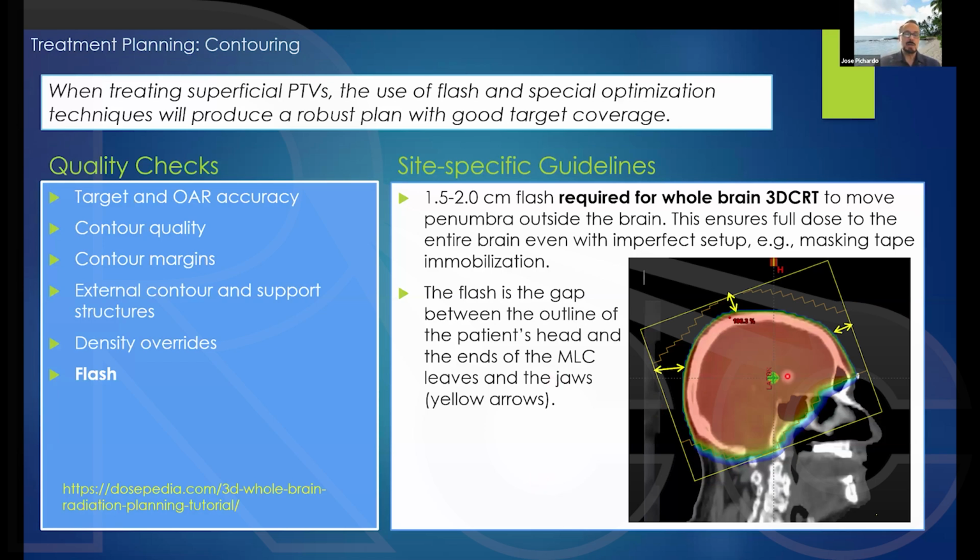The other reason is more historical. I don't know how many of you have experienced this, or maybe you're still doing it, but sometimes patients were treated for whole brain by just using tape. You would just tape their head to the couch, and that's it. So that was the immobilization. So in those cases, this actually helps a little bit with that setup uncertainty.